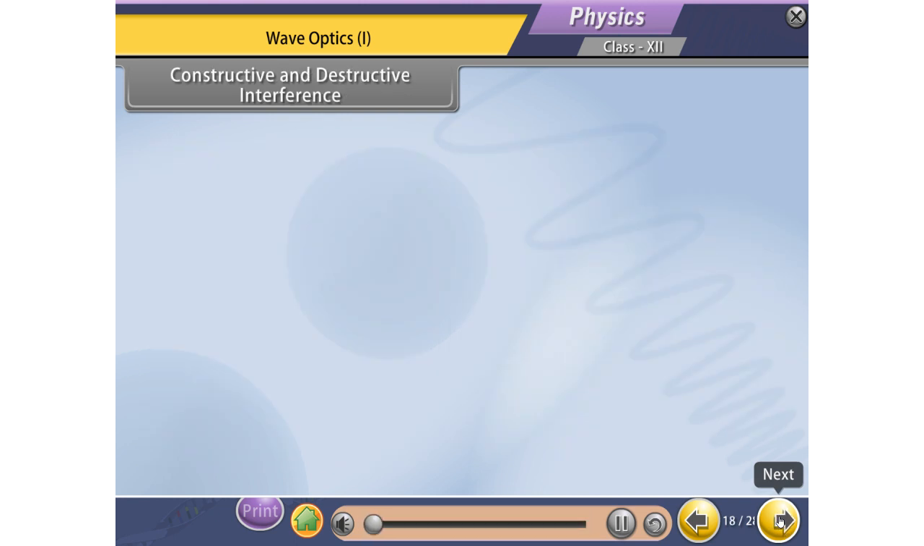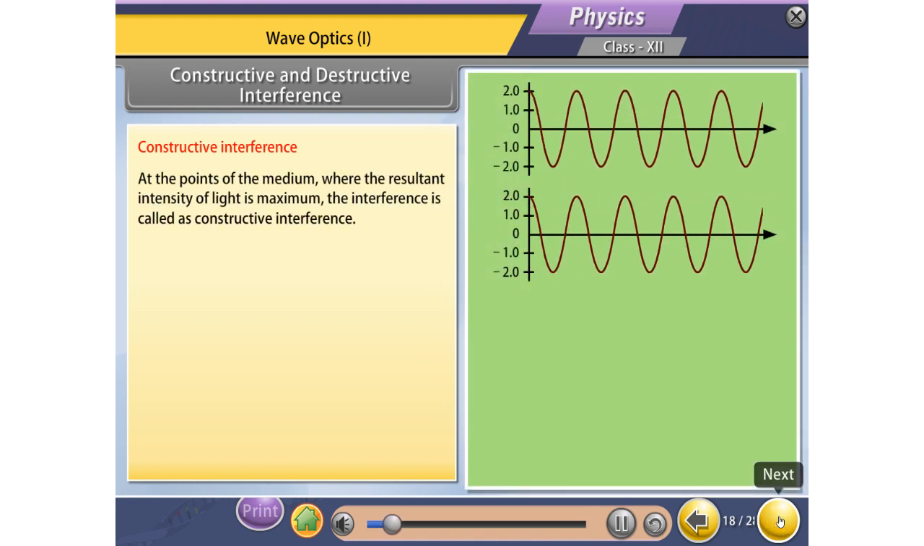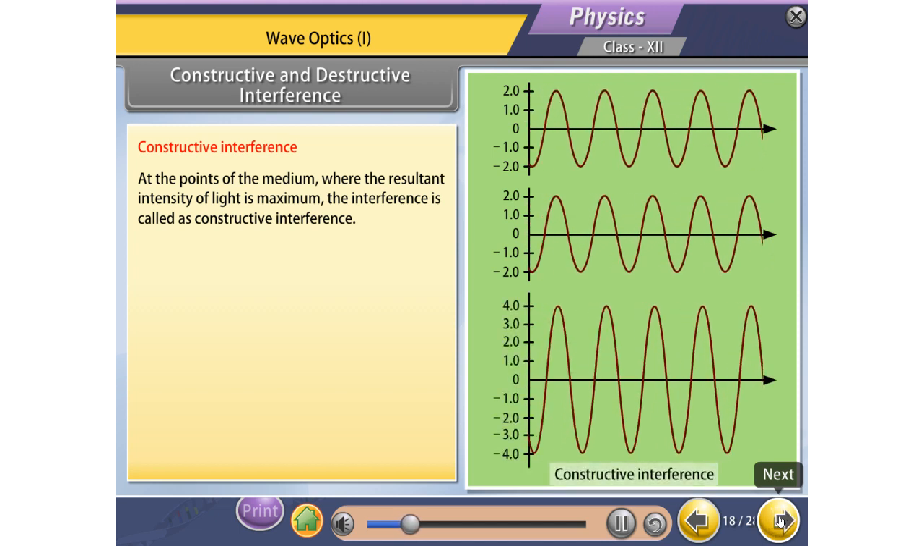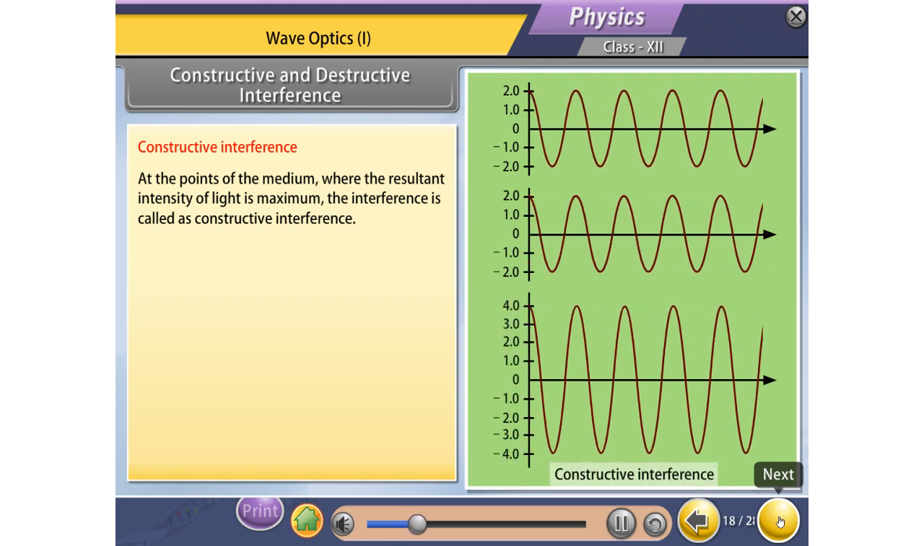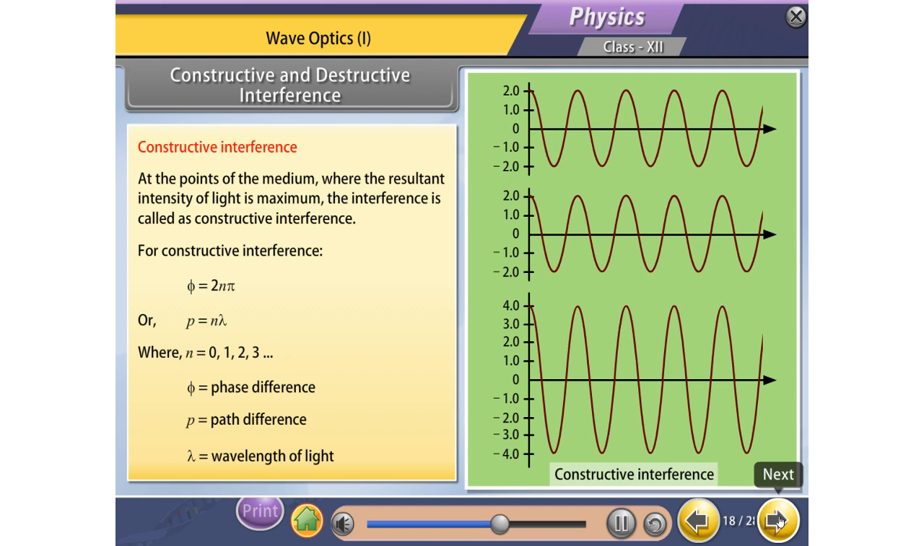Constructive and destructive interference. Constructive interference: at the points of the medium where the resultant intensity of light is maximum, the interference is called constructive interference. For constructive interference, phi is equal to 2n pi or P is equal to n lambda, where n is equal to 0, 1, 2, 3 and so on. Phi is the phase difference, P is the path difference, and lambda is the wavelength of light.